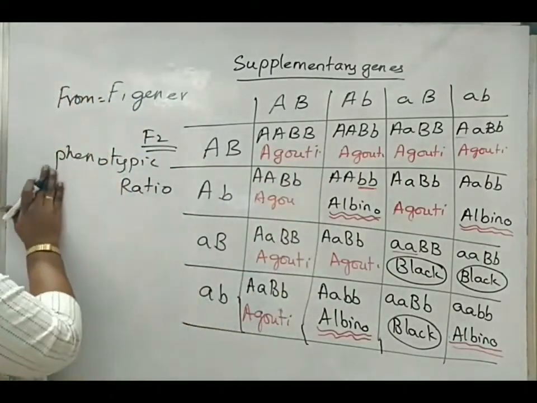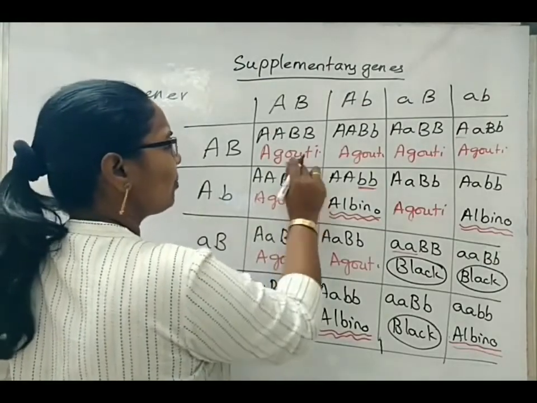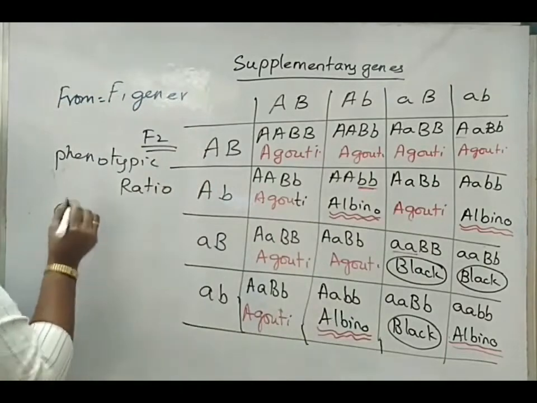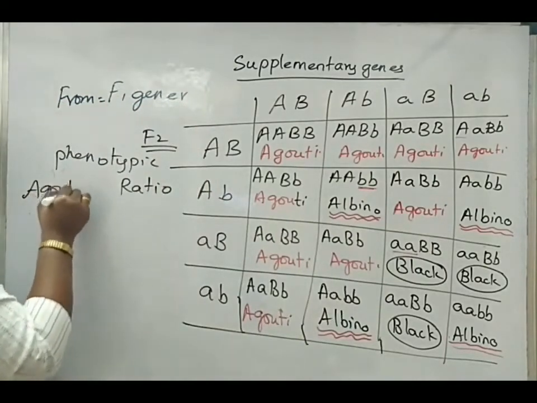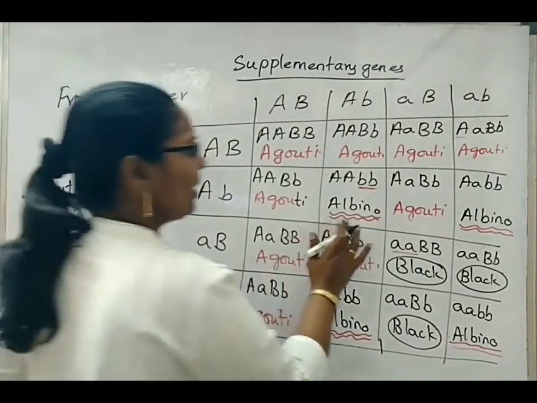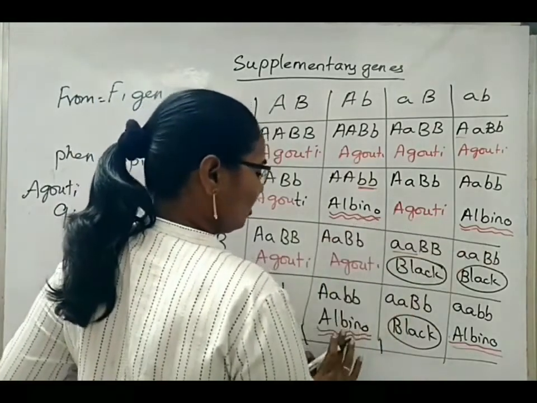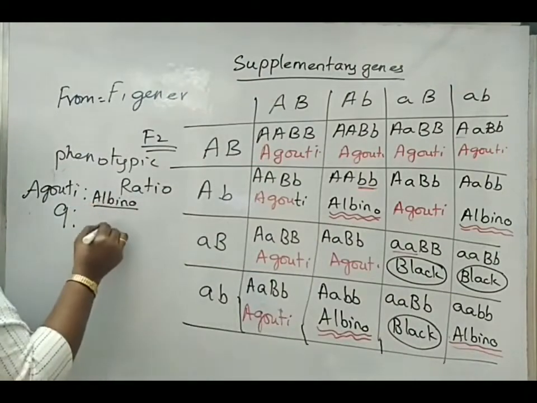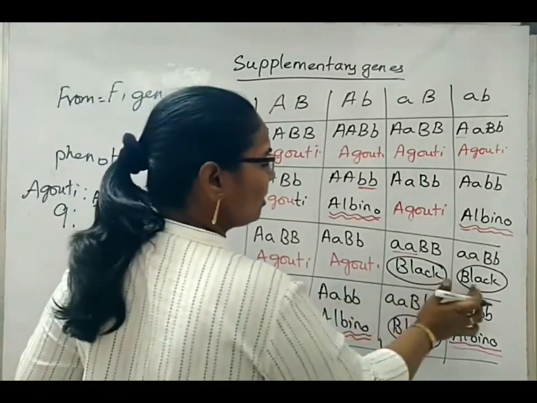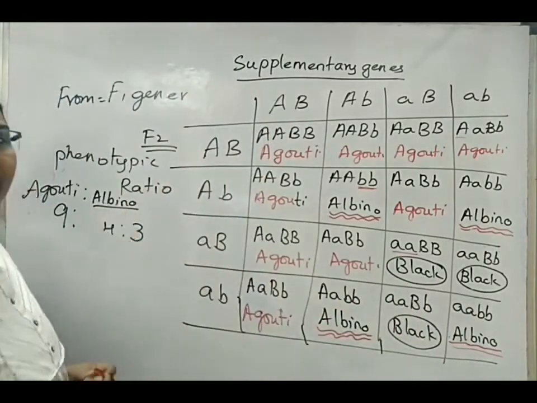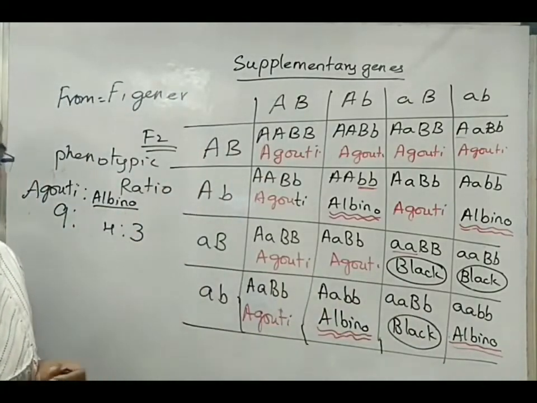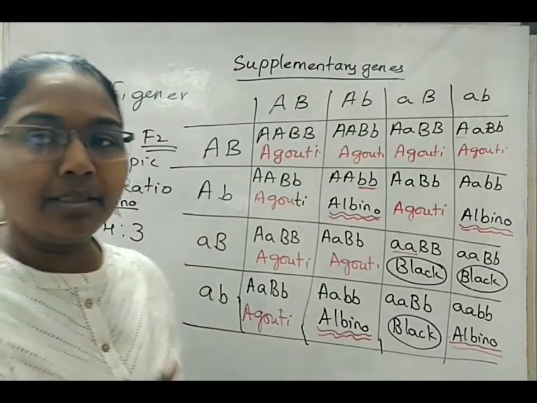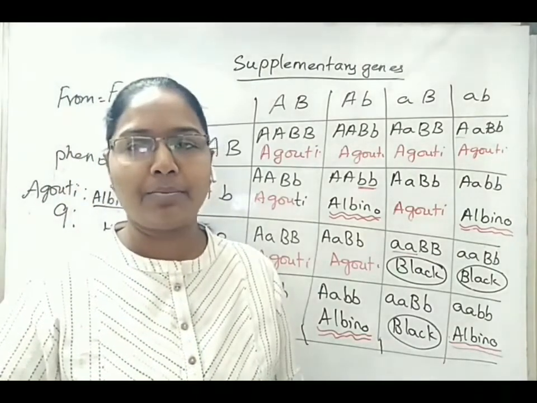So two dominant allele pairs are always giving out agouti color. So if you write the phenotypic ratio, how many agouti are present? So 1, 2, 3, 4, 5, 6, 7, 8, 9. So 9 are agouti. Next, how many are albino? 1, 2, 3, 4. So albino are 4 in number. How many are black? 1, 2, 3. So the phenotypic ratio in case of supplementary genes is 9:4:3 when we take the coat color of mice as an example.